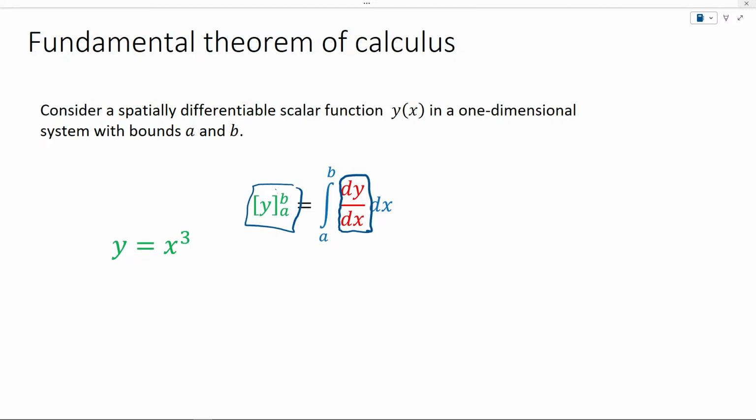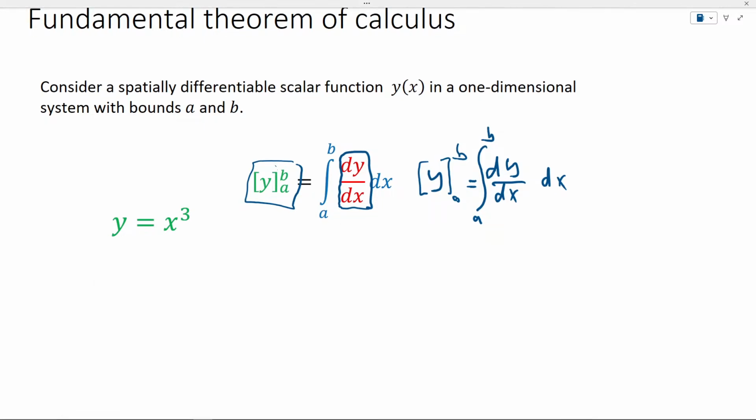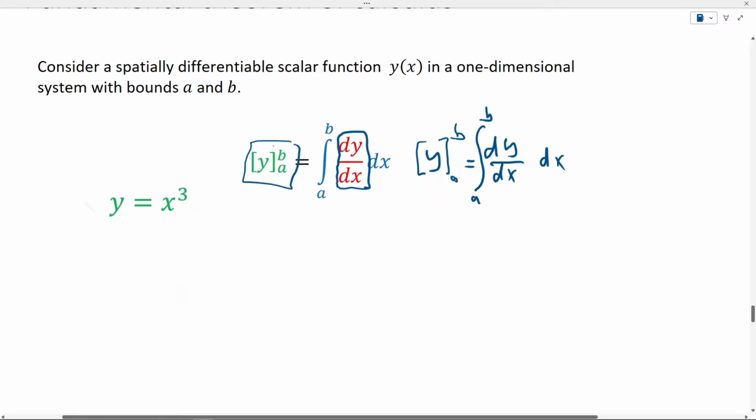I will differentiate this function, so that would be dy over dx, the derivative of this function. If I integrate the derivative of a function, dx, what will I get? I will get my function back, over this interval. Let's look at an example, and maybe that will make it a little bit clearer.